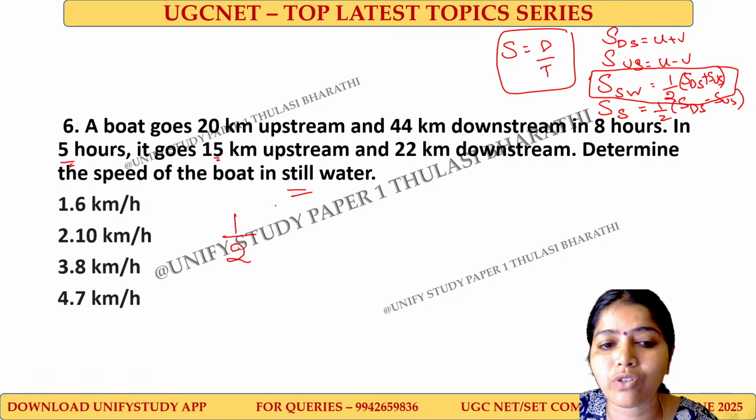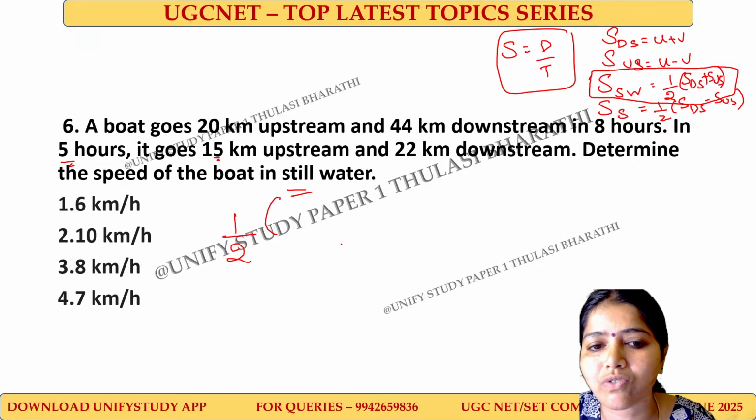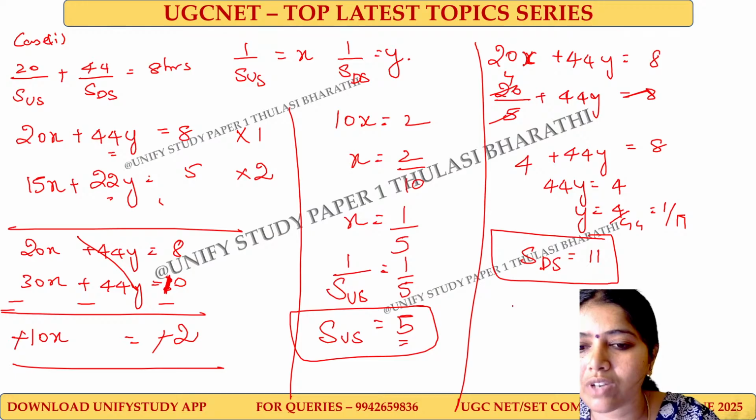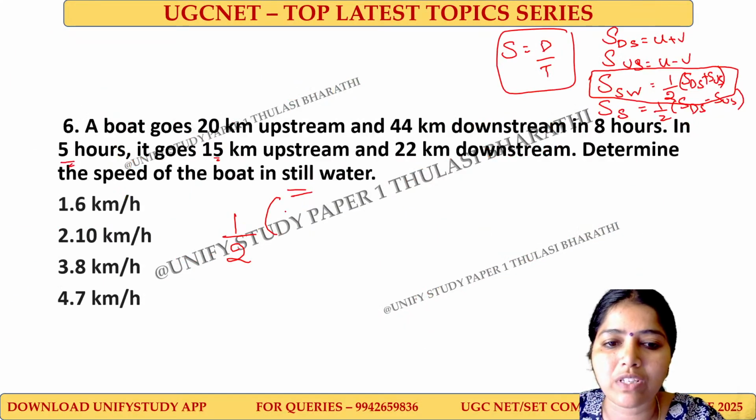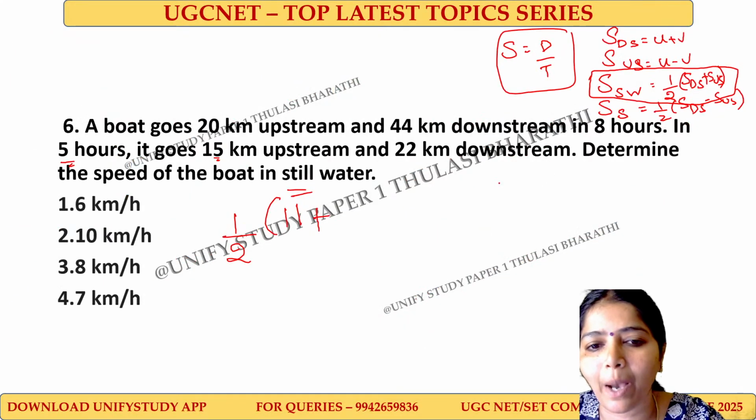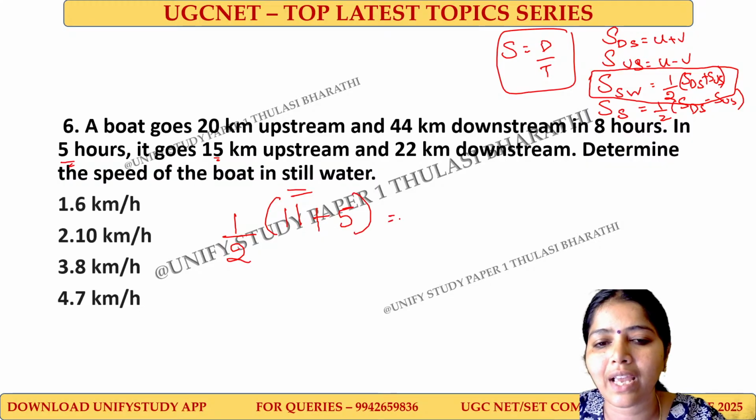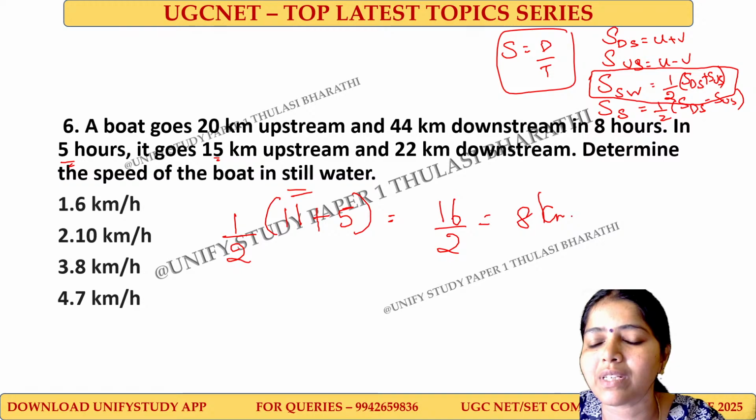Speed of the boat in still water is 1 by 2. What is the speed of the downstream? It is 11. What is the speed of the upstream? It is 5. Right? So 16 divided by 2, that is equal to 8 km per hour.